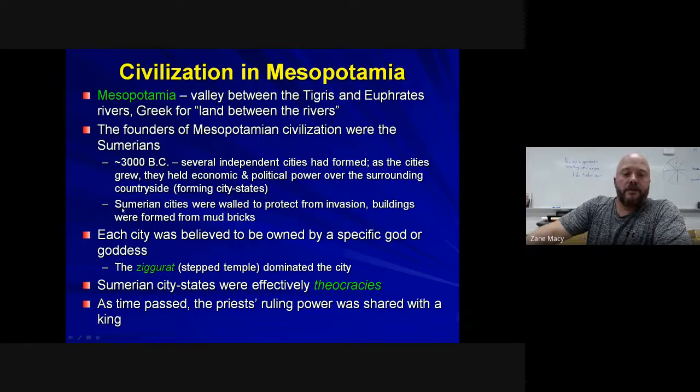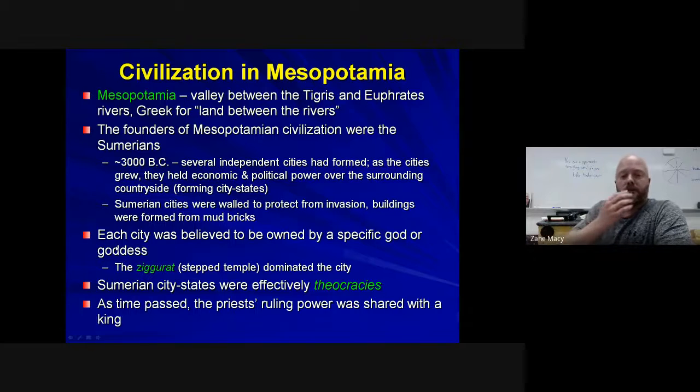But the main Sumerian cities would be walled to protect from invasion because, again, larger population, more resources. They're more likely targets to be attacked by invaders. So buildings were made out of mud bricks. They were sturdier, more permanent, and less likely to catch fire than thatch roofs and walls might be.